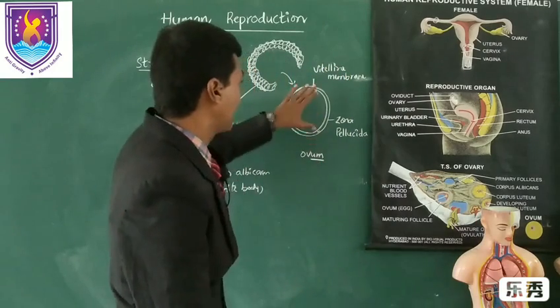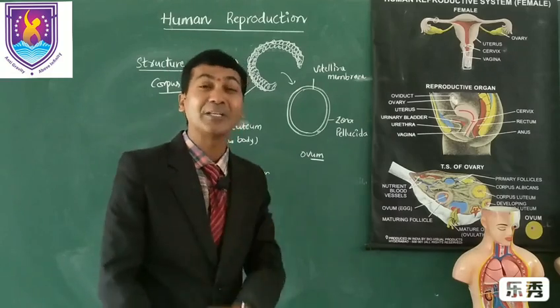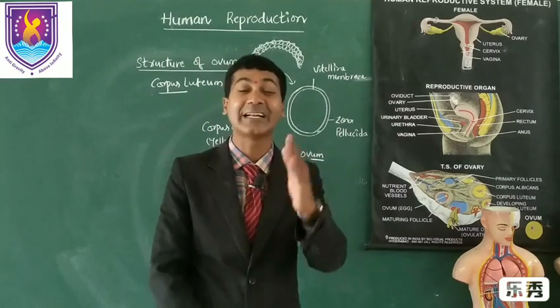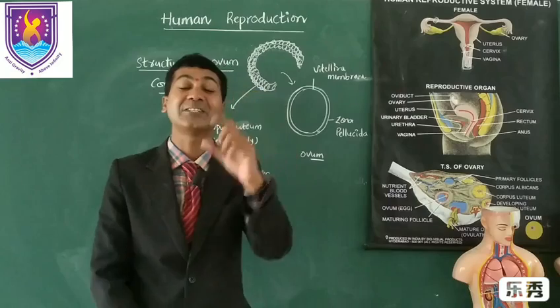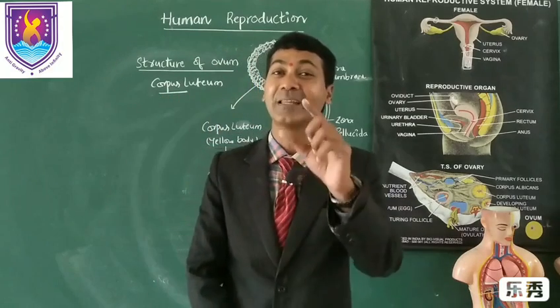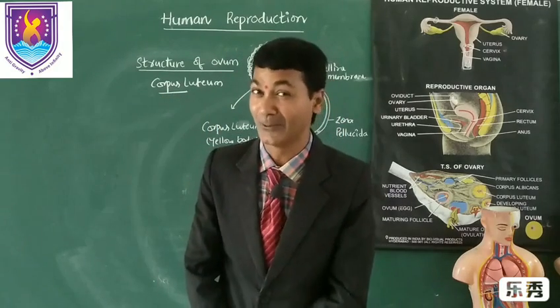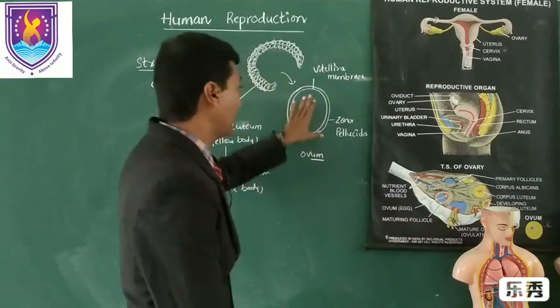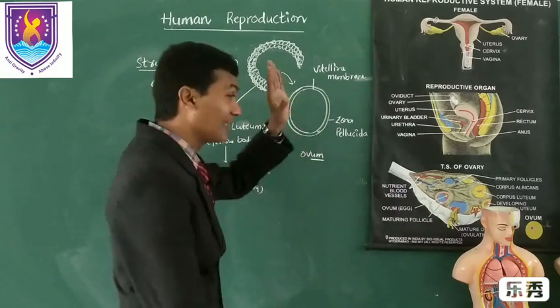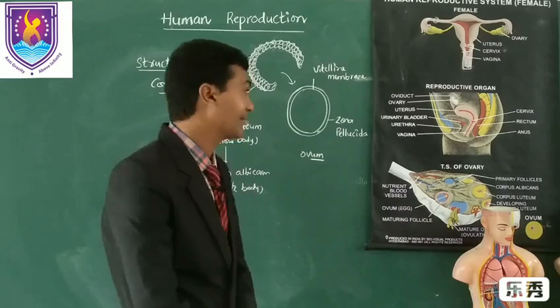My dear students, this secondary oocyte is not fully matured, because it is arrested at the stage of meiosis 2, that is, metaphase 2. It is arrested at metaphase 2 when it is released during ovulation, right?